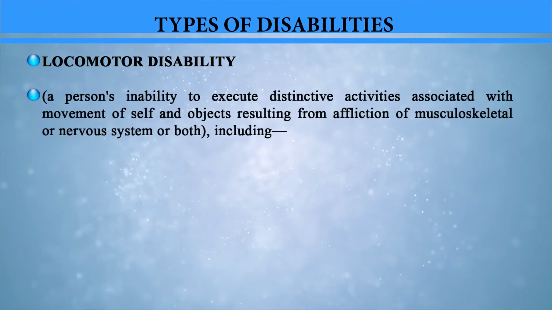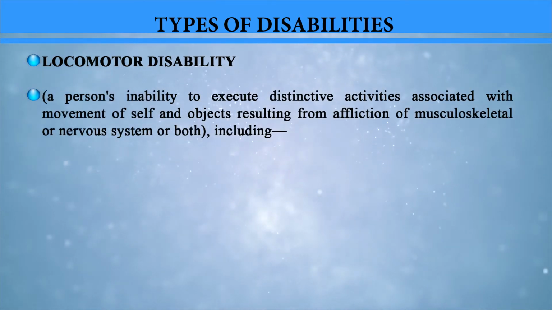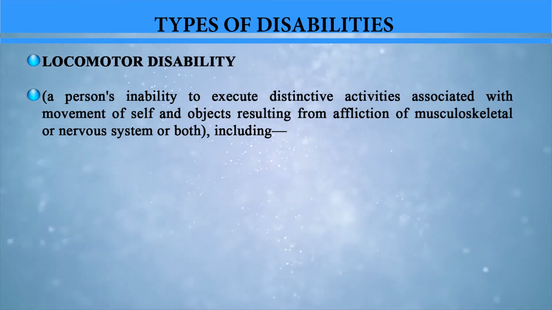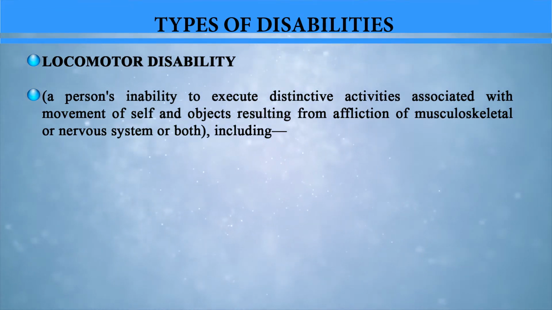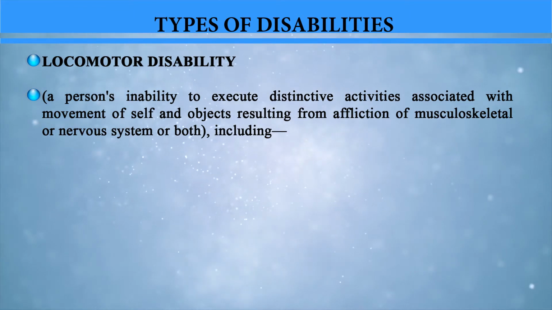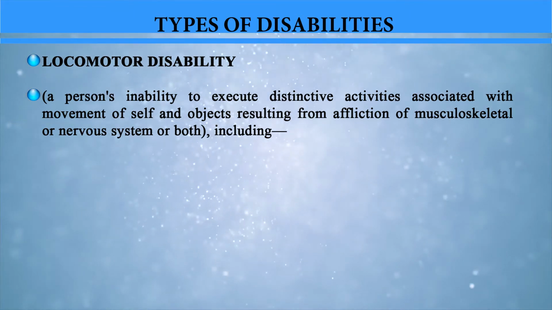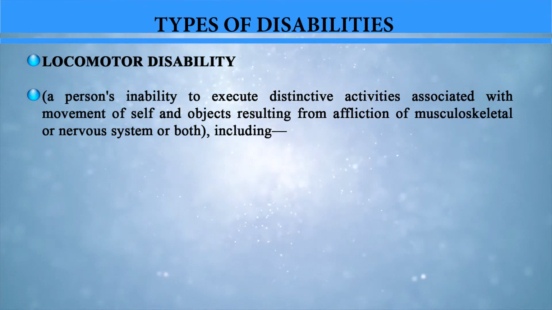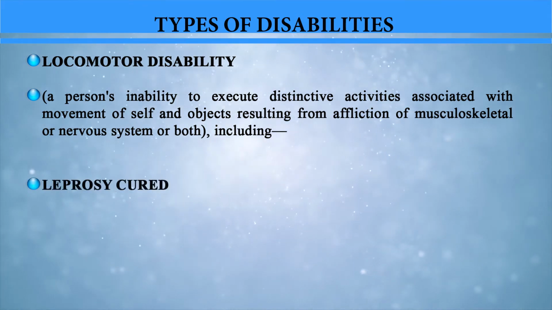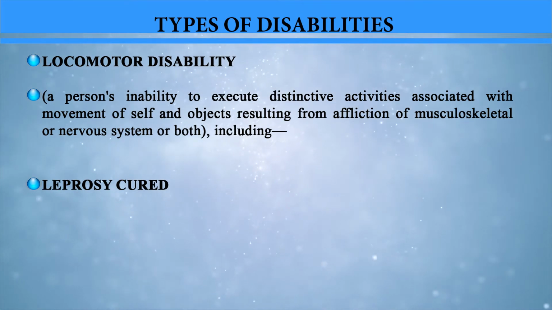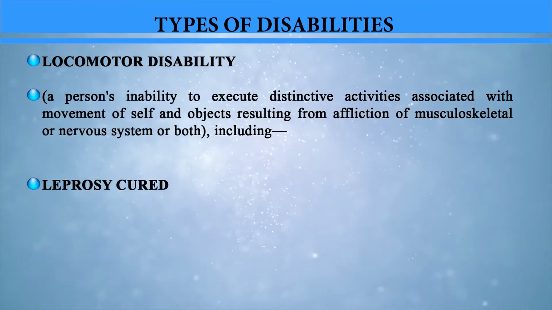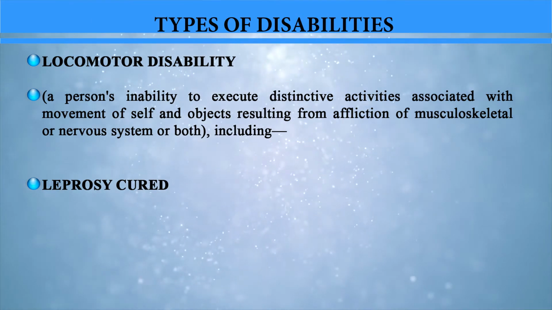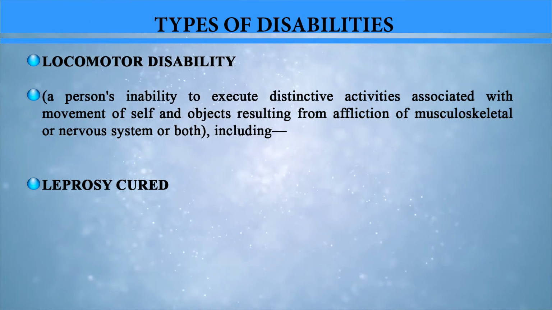Number 1, we will talk about locomotor disabilities, and there are several disabilities that come under this. Locomotor disability is a person's inability to execute distinctive activities associated with movement of self and objects resulting from affliction of musculoskeletal or nervous system or both, and it includes leprosy cured, means those people who might have been affected by leprosy and they are cured, but there are deformities in his or her body.